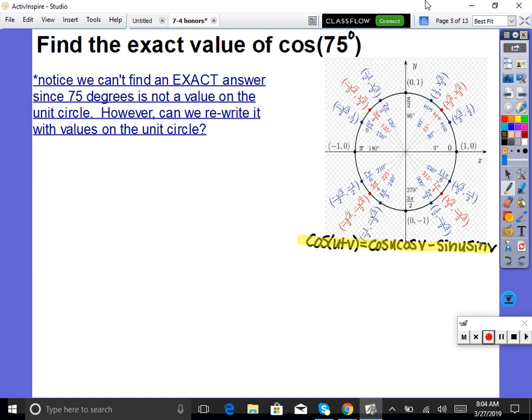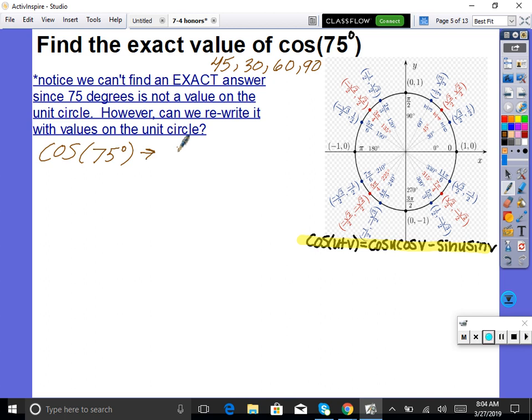Now in the past, you'd say, well, I can't find cosine of 75 degrees because I can't find an exact answer. I'd have to use my calculator because 75 degrees is right here, which is not an exact answer on the unit circle. But we can actually rewrite 75 degrees now as a sum formula or difference formula, depending on what you want to do. So is it true that we could rewrite cosine of 75 with 45, 30, 60, or 90 degrees? Yeah, so let's go ahead and rewrite this. What's the equivalent true statement to cosine of 75 degrees?